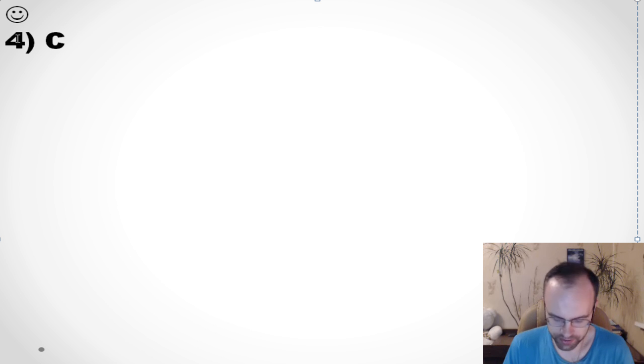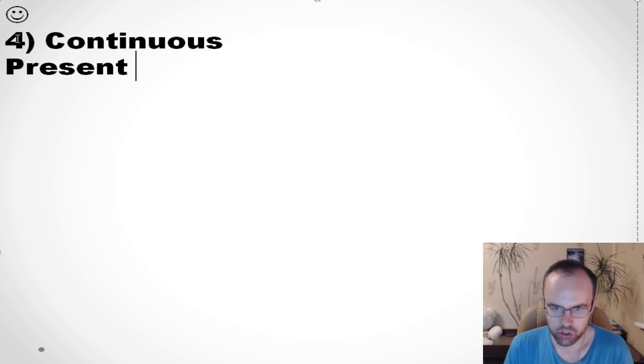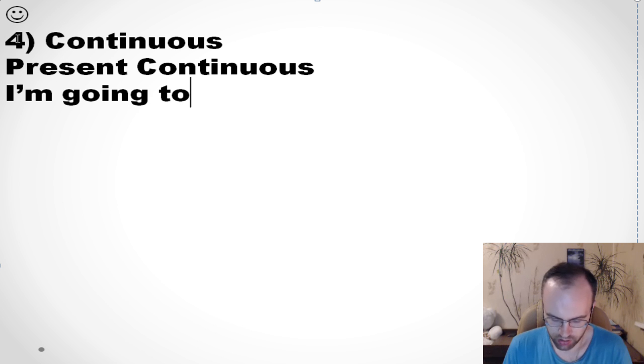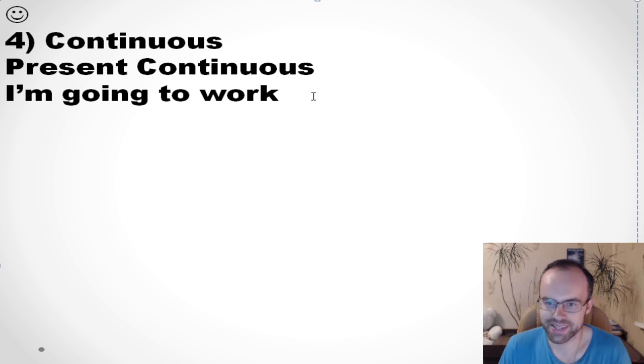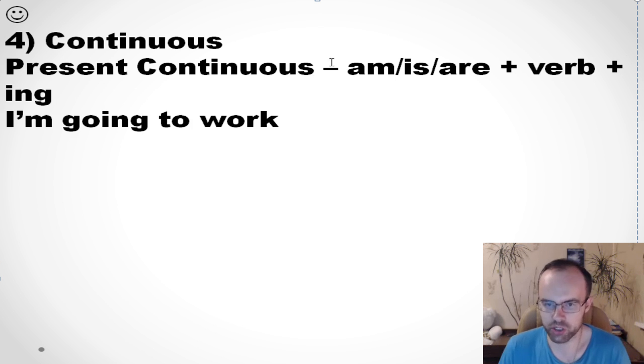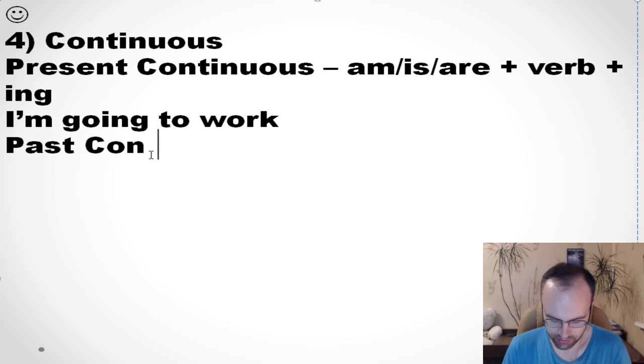Okay, let's look at one more group. We call this group continuous. And you also have present continuous. It's about the things which are happening now. For example, someone can say, I'm going to work. It's happening at the moment. And we use am, is, are, plus verb, plus ing. I'm going to work.